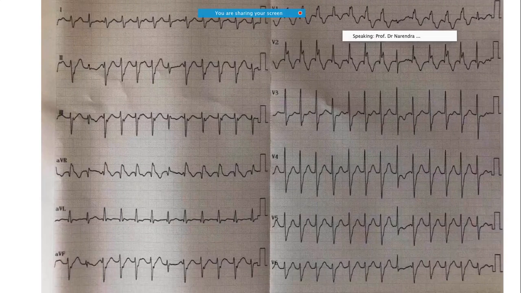If you are called up to the emergency room with such an ECG of a young male patient, what do you think on seeing this ECG?